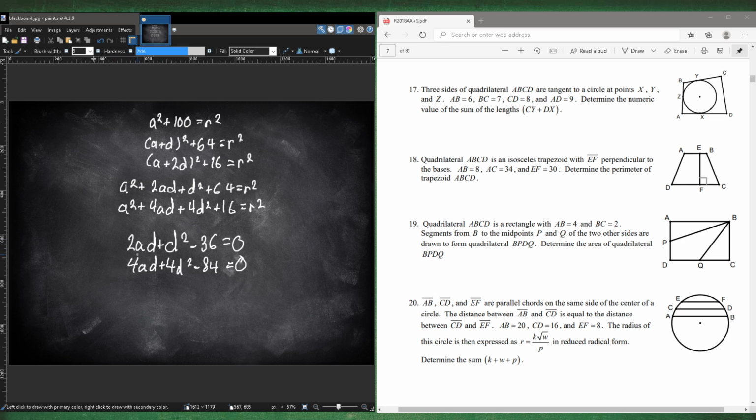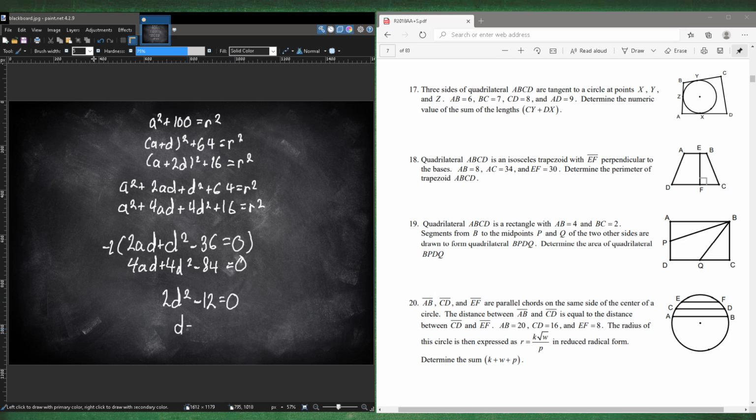And now we have these two terms. We have a times d and d squared. We don't want to keep ad because these are two variables. So let's get our d squared first. So let's multiply this equation by negative 2. So negative 2 times 2ad is negative 4ad, which cancels out with this 4ad. And then negative 2 times d squared is negative 2d squared, plus this 4d squared is 2d squared. And then negative 2 times negative 36 is 72. 72 plus negative 84 is negative 12. And that's equal to 0.